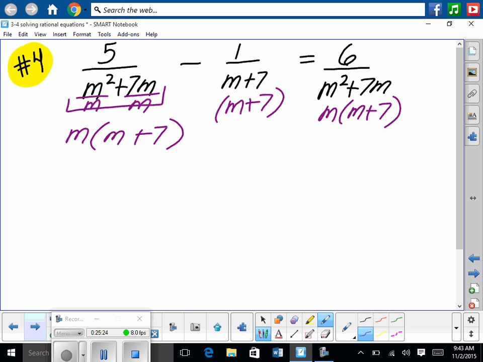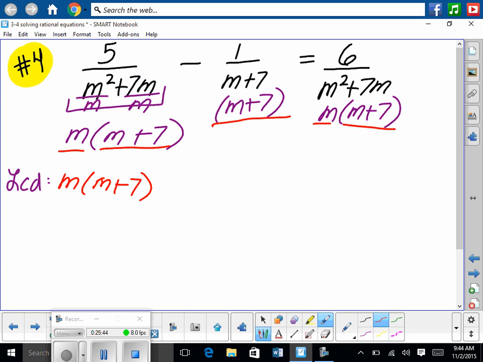So now we can figure out our LCD, our least common denominator. So let's go through and list what we need. We need an m, we need an m plus 7. Well, right here we need an m plus 7. We've already listed that. We need an m and an m plus 7. Well, we've already listed that. So our least common denominator is m times m plus 7.